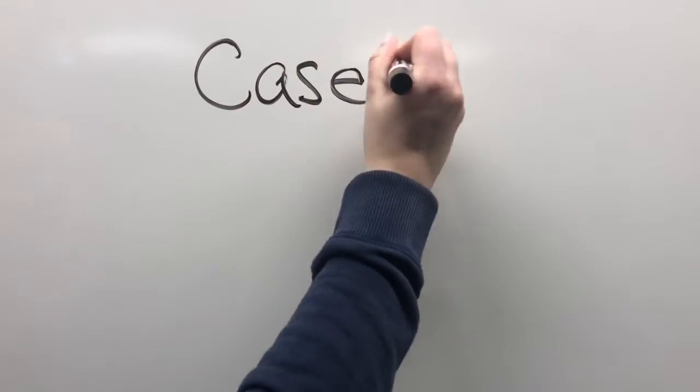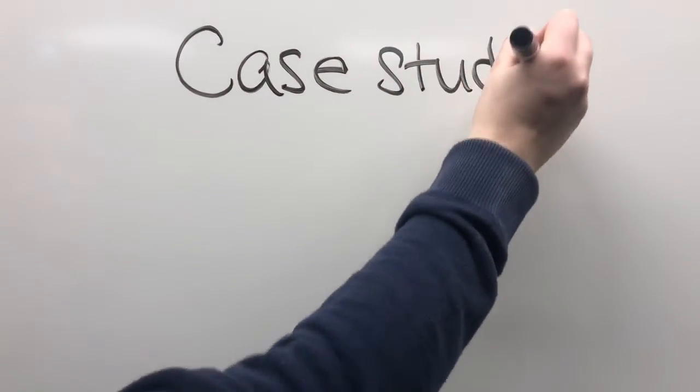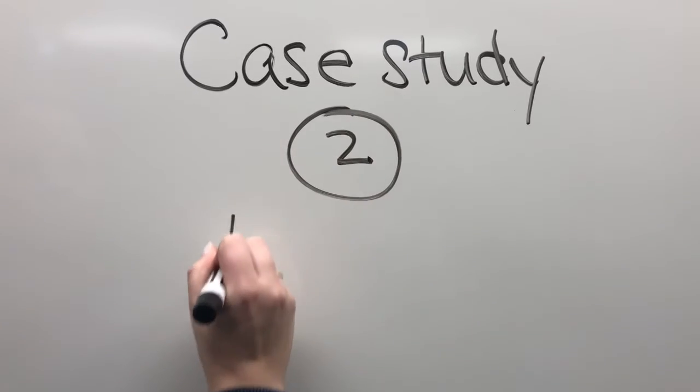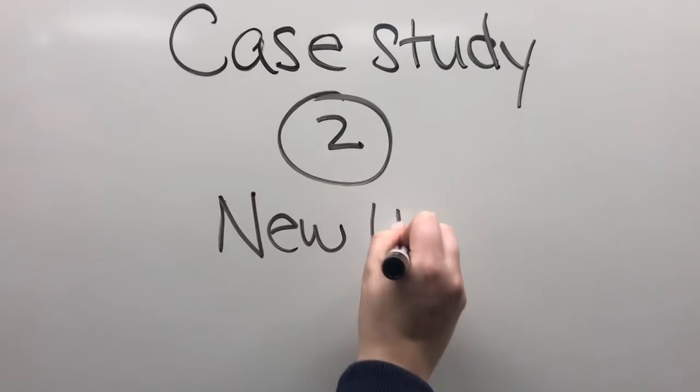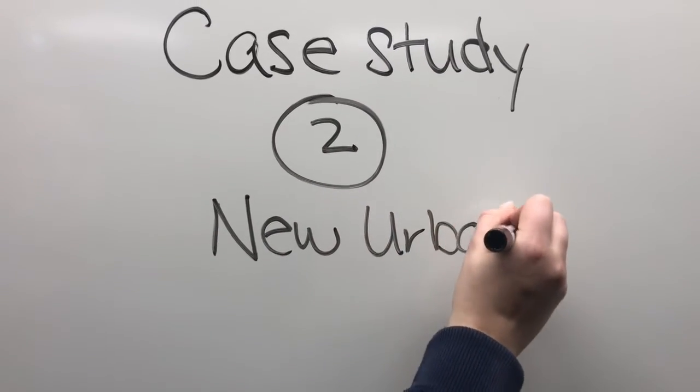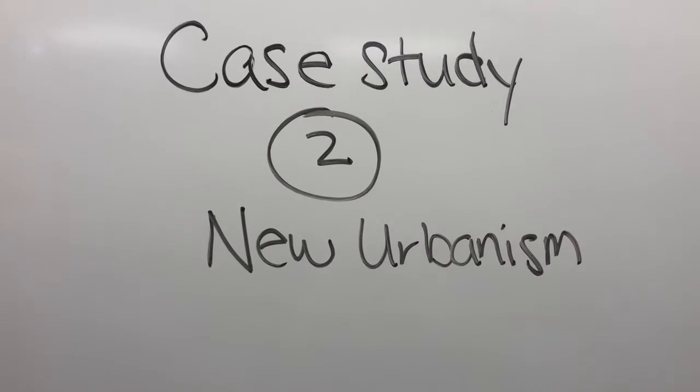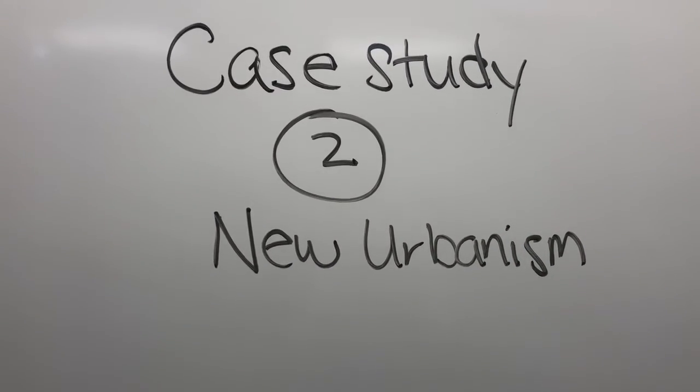The second case study is the New Urbanism, Hope or Hype for American Communities. New urbanism is an urban planning movement seeking to redefine the nature of the American metropolis by reintroducing traditional notions of neighborhood design and fitting those ideas into a variety of urban and suburban settings.